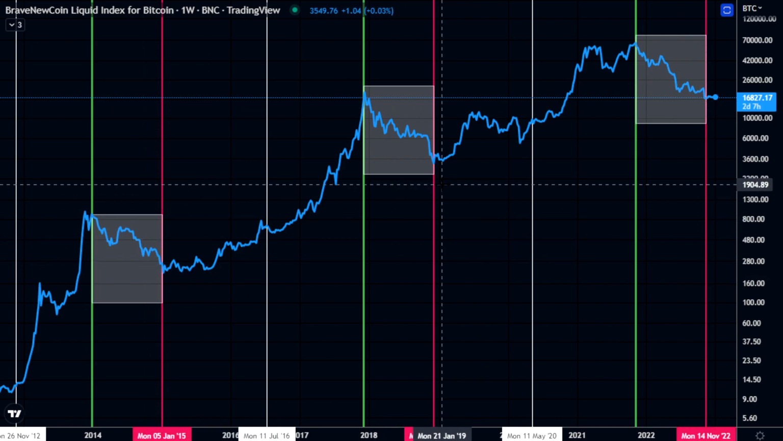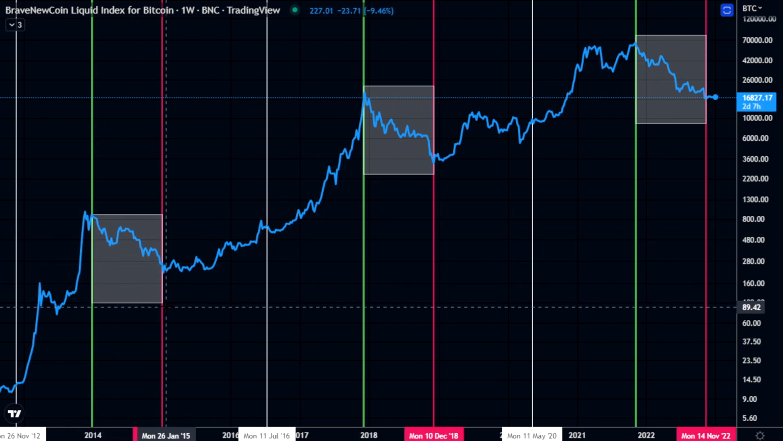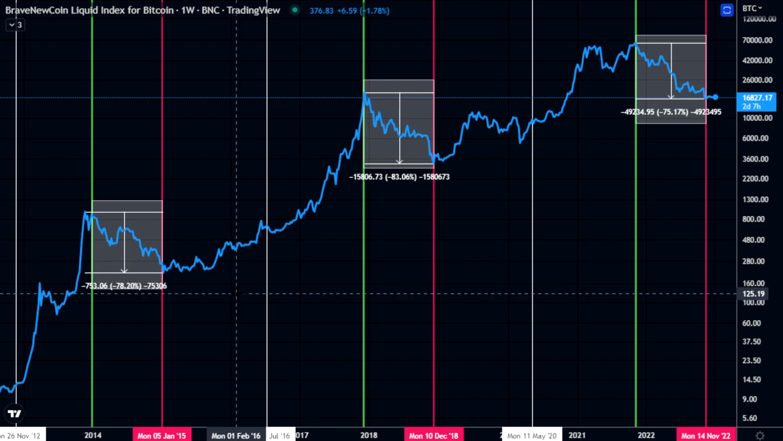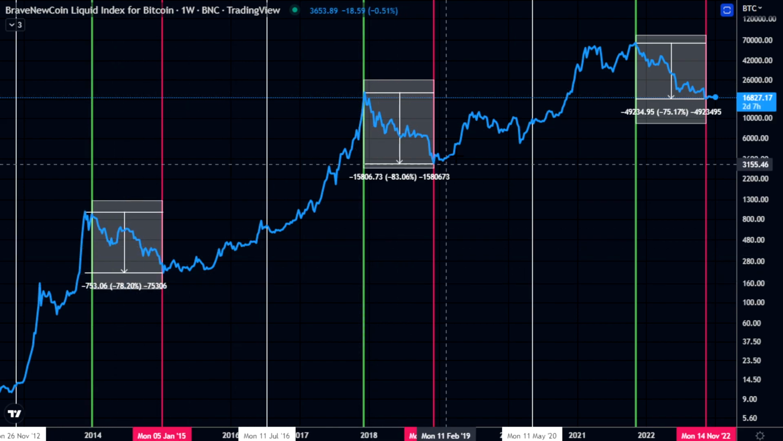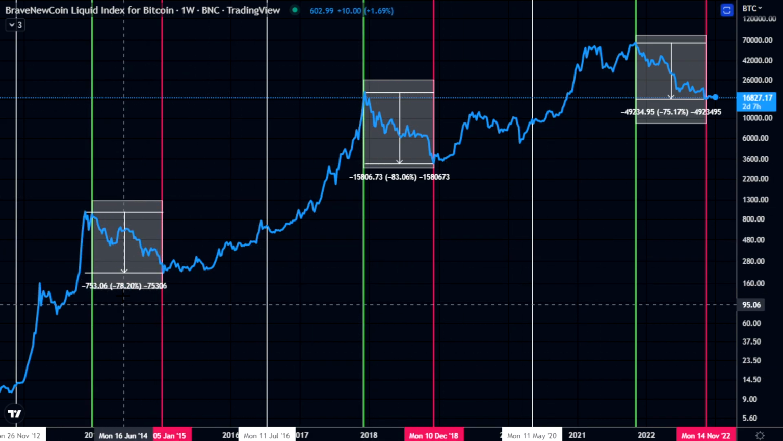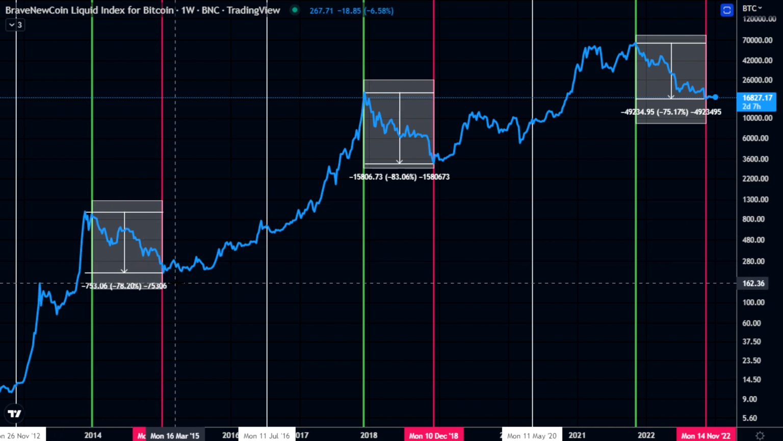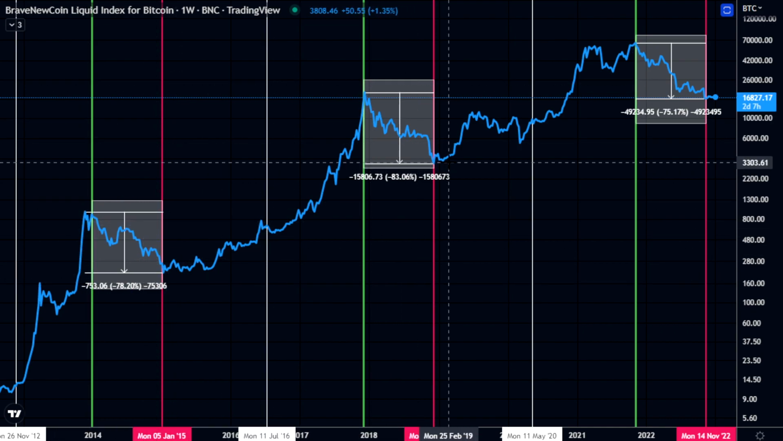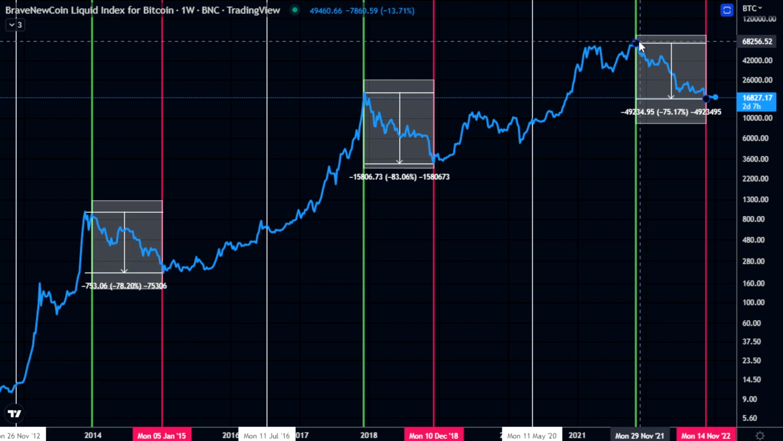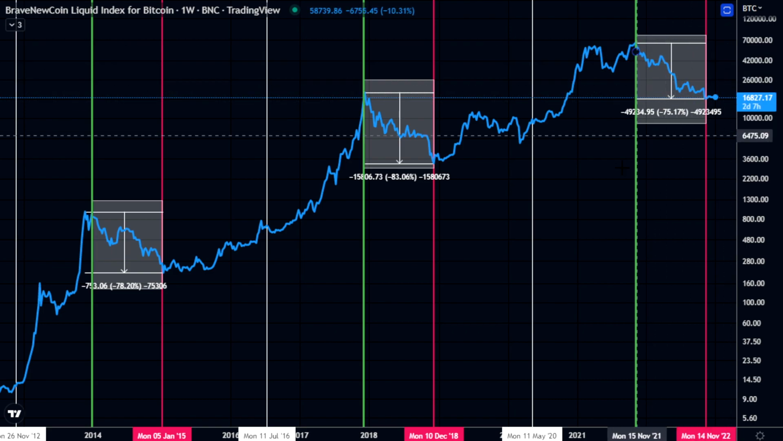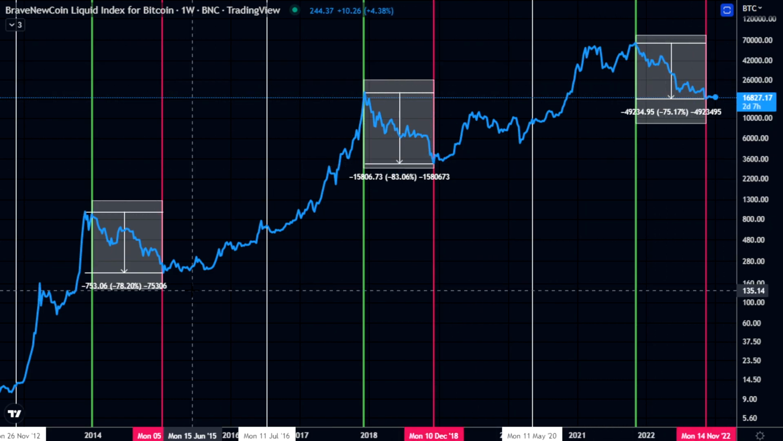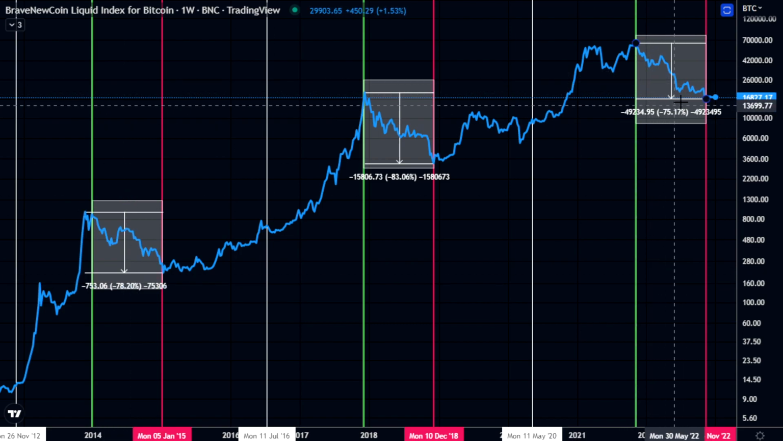So out of that 4-year cycle, we spend the first year going down. So how much did we go down in each of these cycles? The first cycle we dropped about 78%, second cycle 83%. Currently we're down 75% in this cycle. So we see similar numbers between about 75 to 85%.